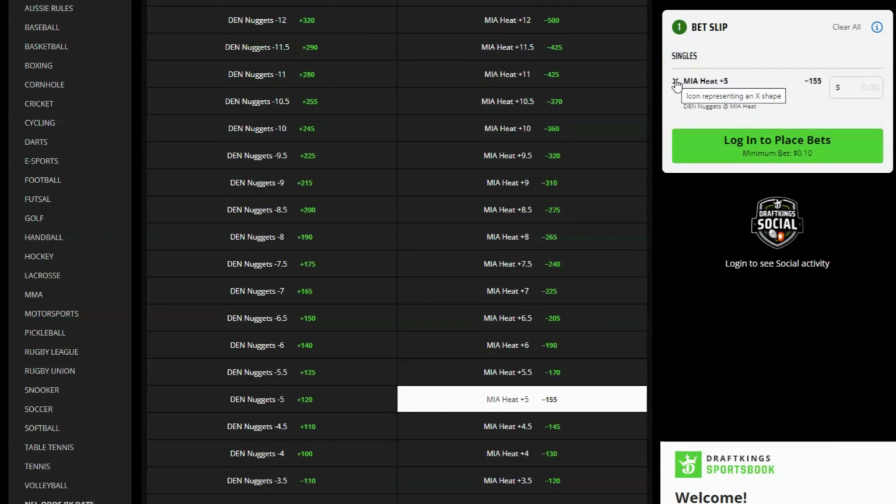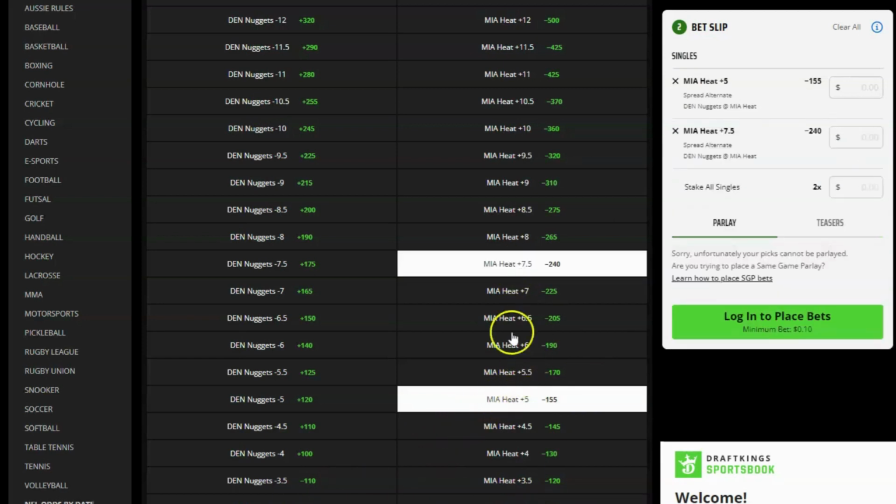And let's say that you wanted to take Miami plus 5, you can do that. So you don't have to take the 3.5 that it's offered at minus 120 or the regular point spread. You can choose to set your own line. That's what alternative means. Alternative spreads, alternative totals.